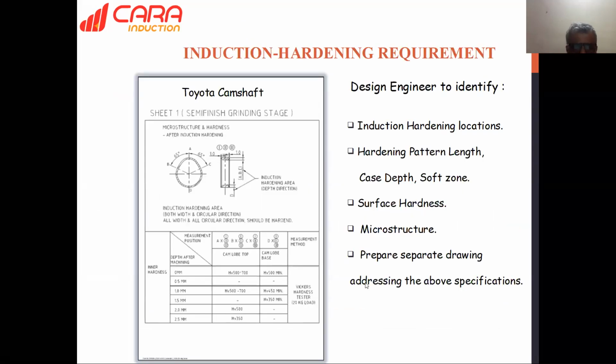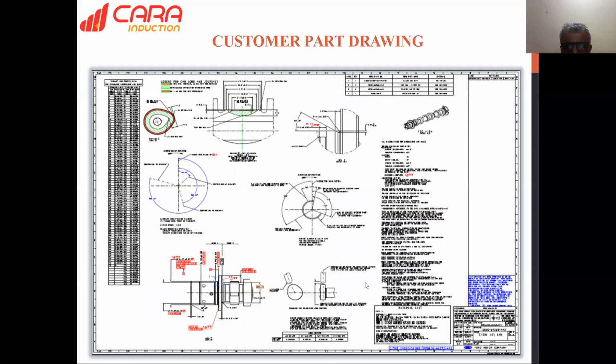These are the drawings, which mention the requirements and all that. Next, sir. This is the guideline for the design engineer on how to take inputs from drawings, convert them, and make an inductor. Next, sir.